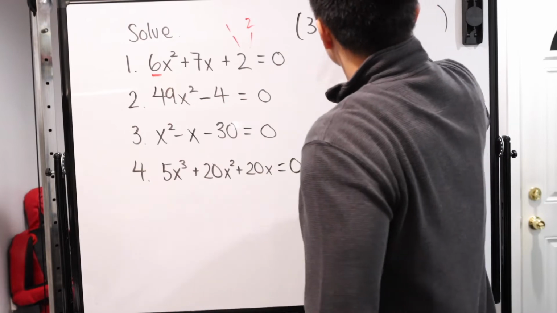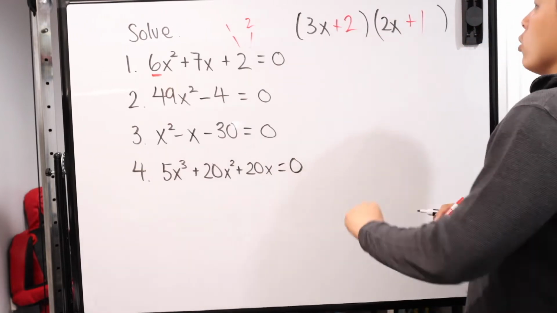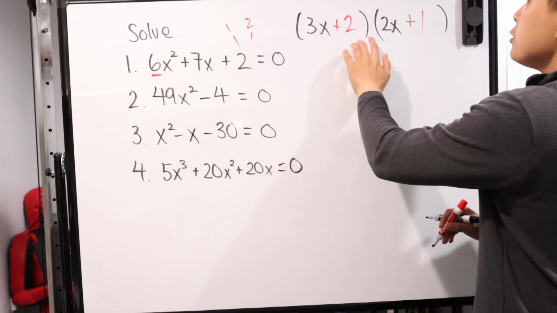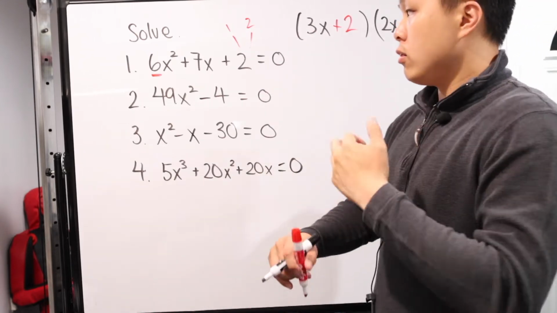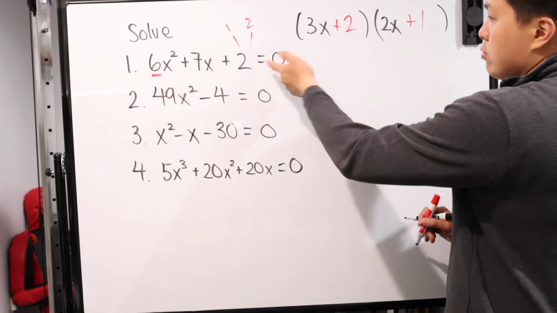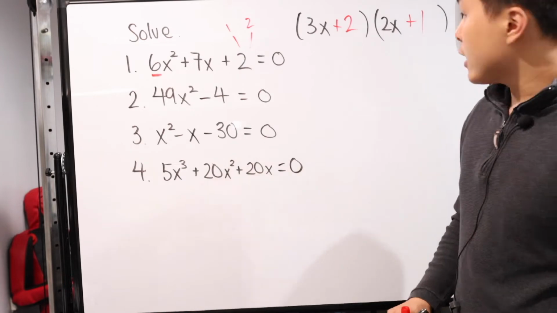Let's change it. Let's do 2 here and 1 here. All right, cool. Once again, 6x squared, great. 3x, 2 times 2x, that's 4x. All of a sudden, 3x and 4x, 7x. Looks promising. 2 and 1, great. There it is. That's our factor, right?